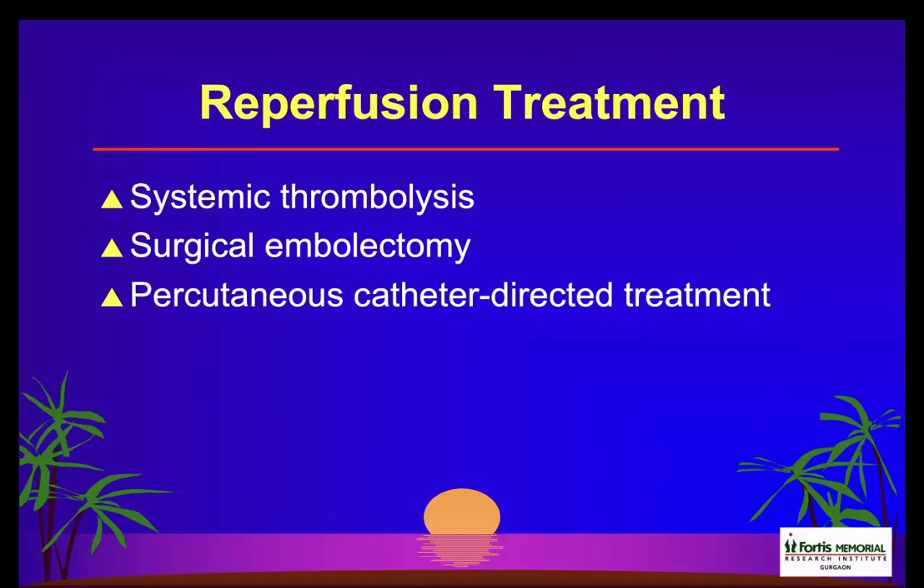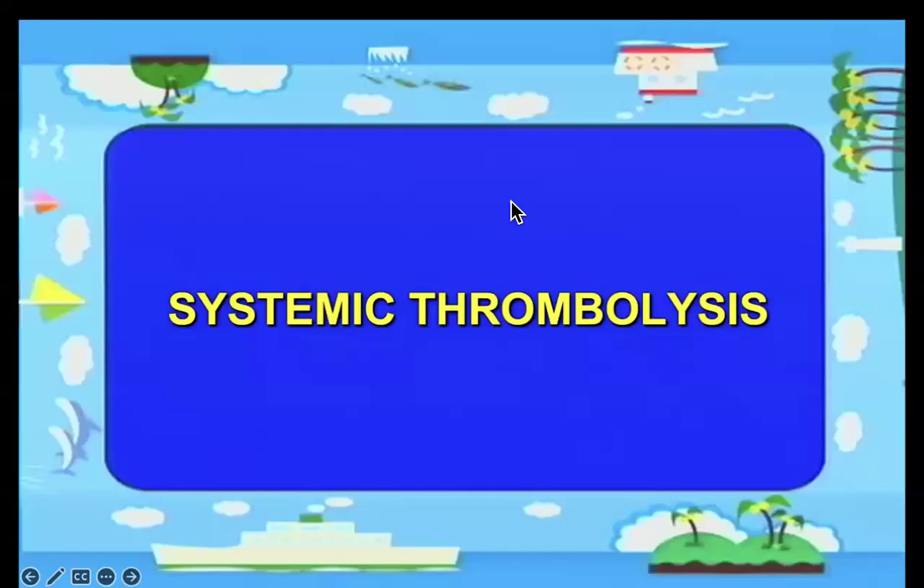The surgical embolectomy, which is done by a CTVS surgeon, is a very specialized surgery and not available in the majority of the centers in the country. Similarly, percutaneous catheter-directed treatment may also be employed. It's done either by the vascular surgeon or interventional radiologist. Again, this kind of facility is also not widely available. But systemic thrombolysis is something that can be done in any of the intensive care units, and therefore I'll be discussing it a little bit in more detail.